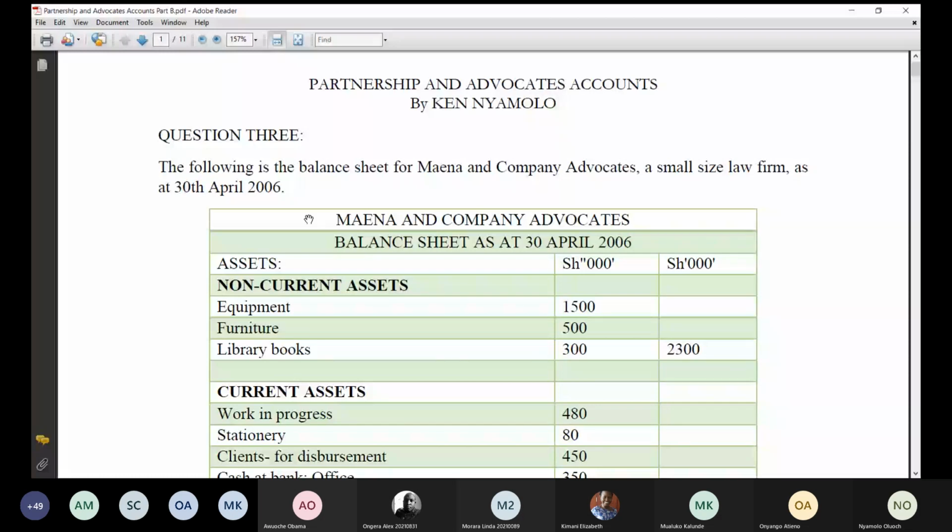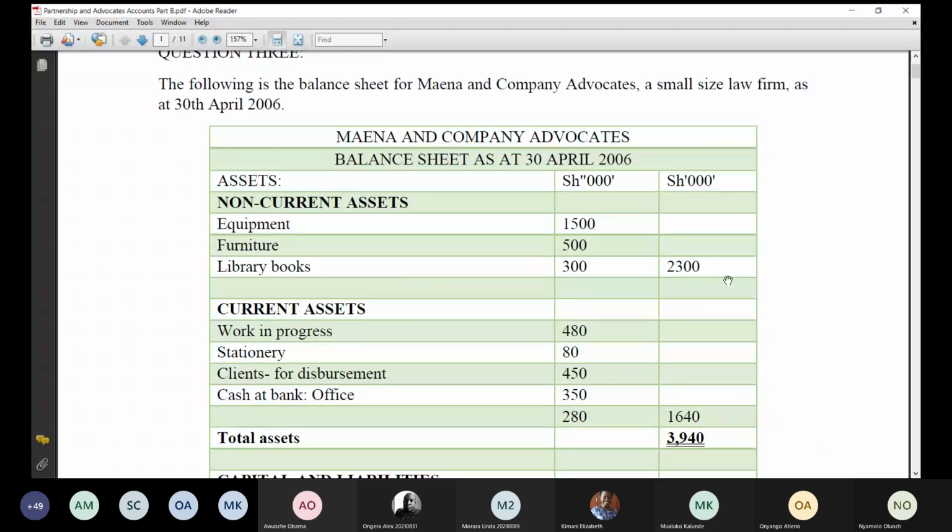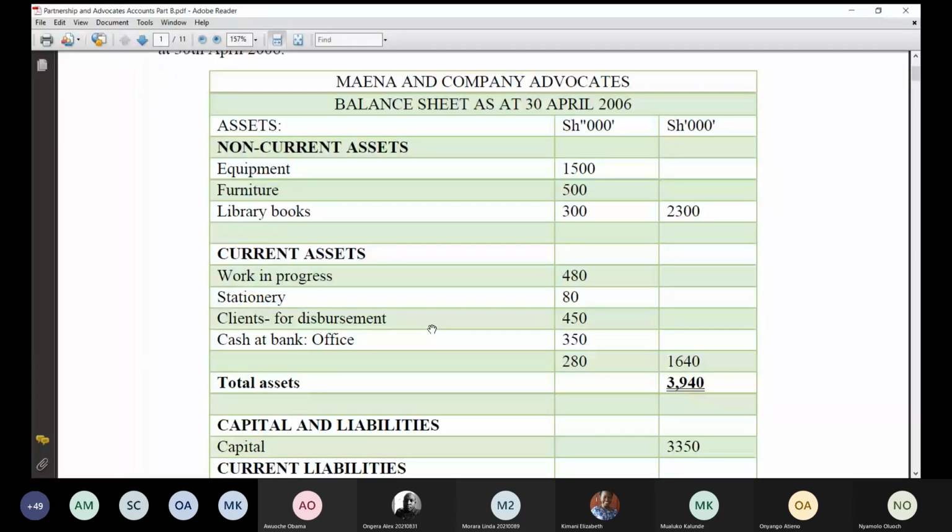So the following is the balance sheet of Maena and Company Advocate, a small size law firm, as at 30th of April 2006. The non-current asset, they have equipment at 1.5 million. Take note of the truncation when you are adding so that you don't add millions and thousands. You must make sure that the terms are alike. Furniture and fitting, 500. Library books, that much. Total non-current, 2.3. Current assets, work in progress.